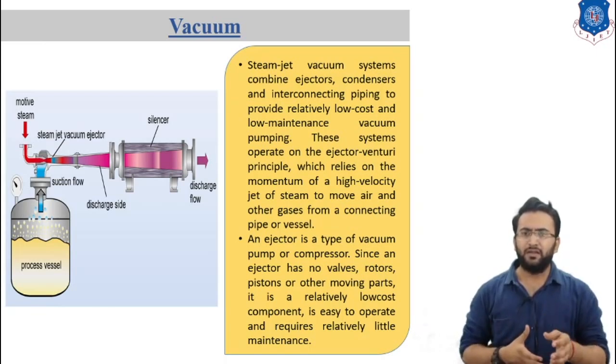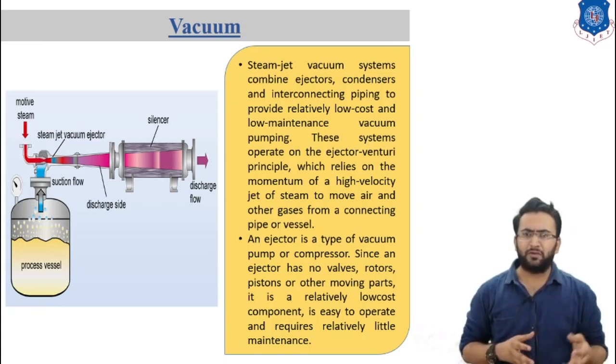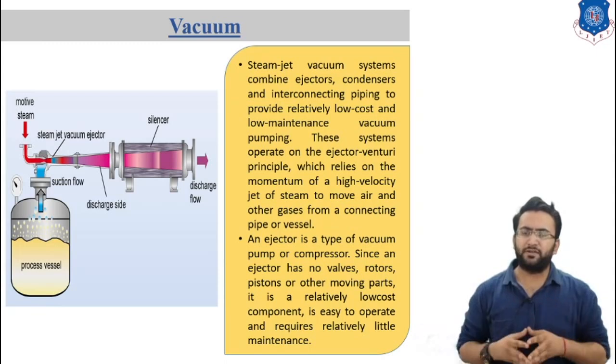An ejector is a type of vacuum pump or compressor. An ejector has no valve, no rotor, no piston or any other moving part. It is a relatively low cost component, is easy to operate and requires relatively little maintenance. So this is all about process utility.